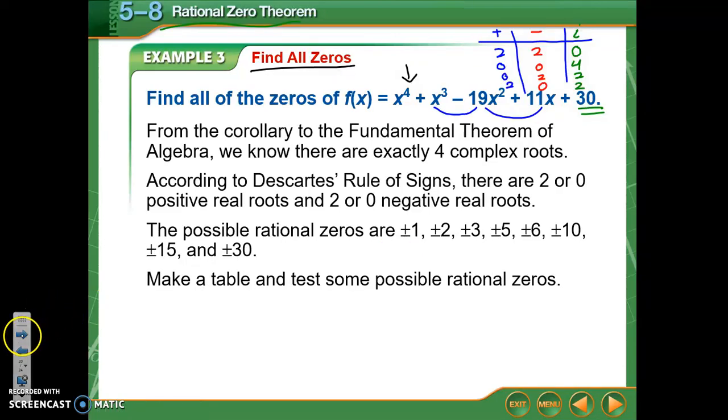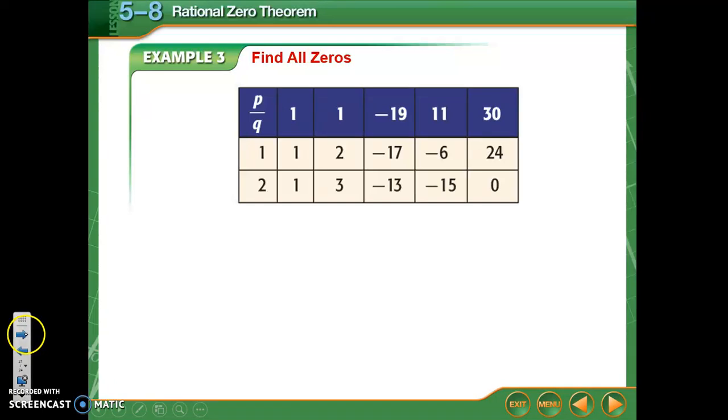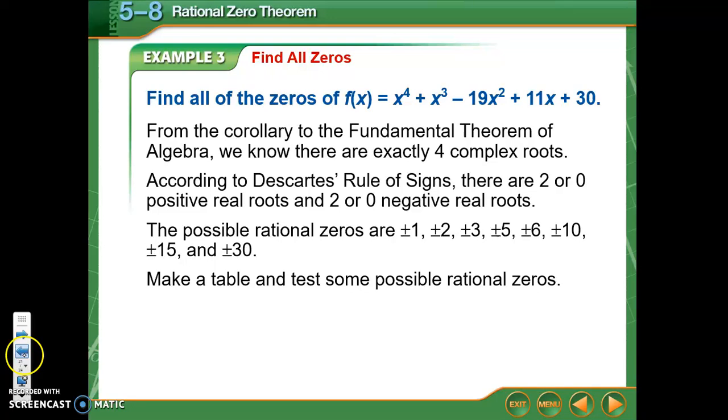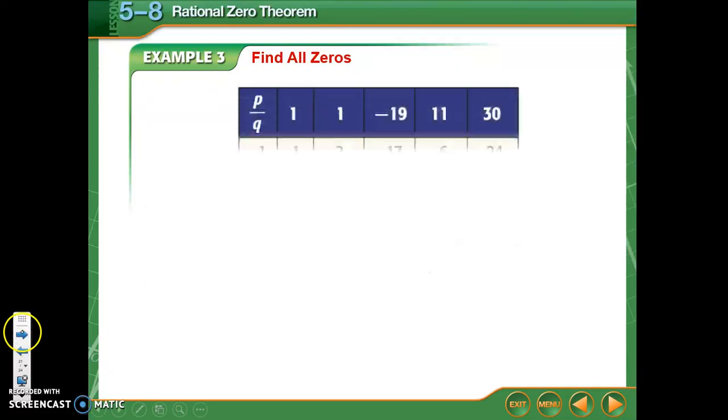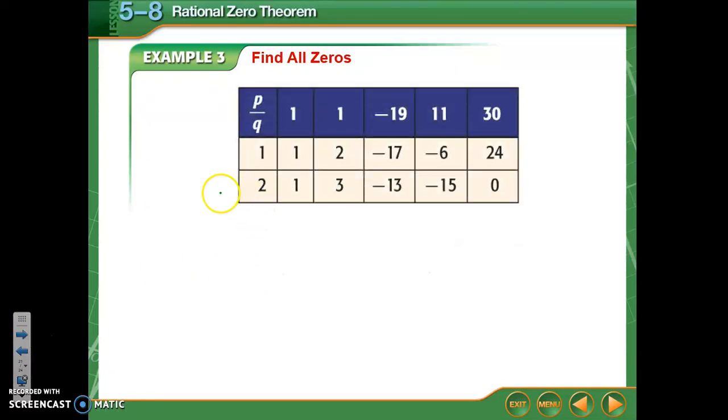So we're going to start testing some possible rational zeros. Here they start testing with 1 and 2. You can really start with positives or negatives depending on what you want to do. Because there could be 2 positives or 2 negatives or none of either, but obviously we have to start with the real ones. So when you start doing synthetic substitution, here they're just doing it all in a table. When I plug in 2, I get a remainder of 0.